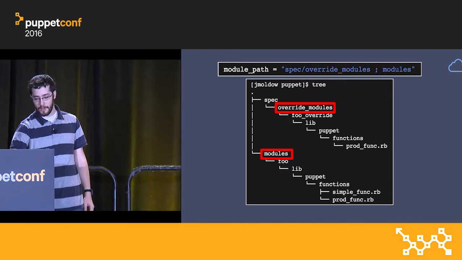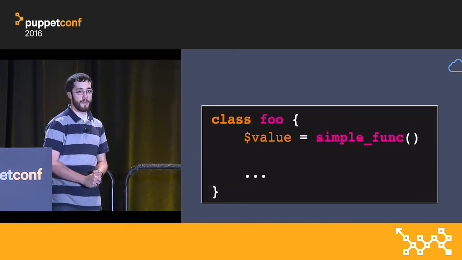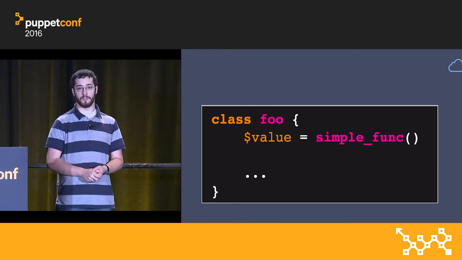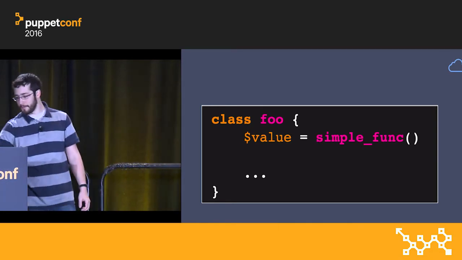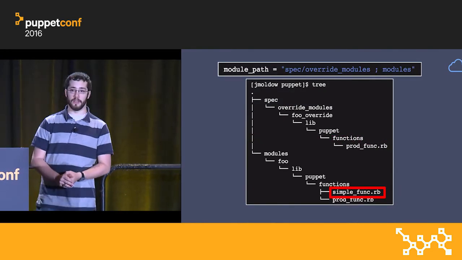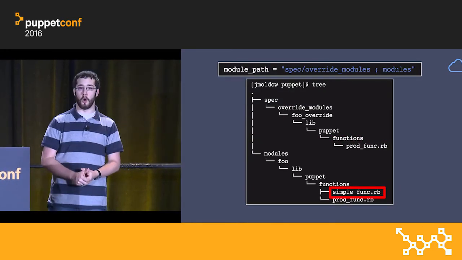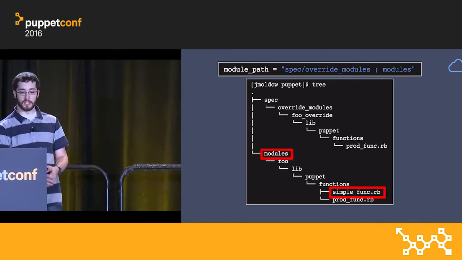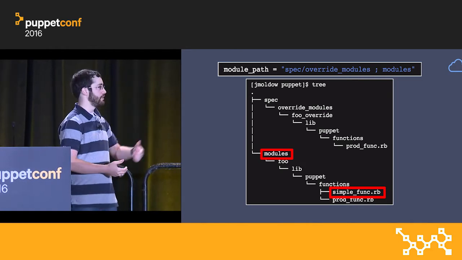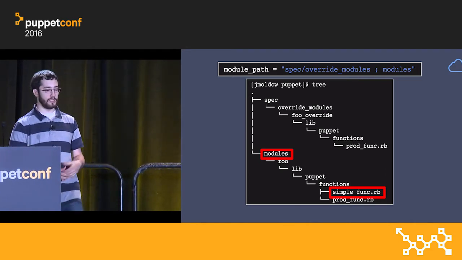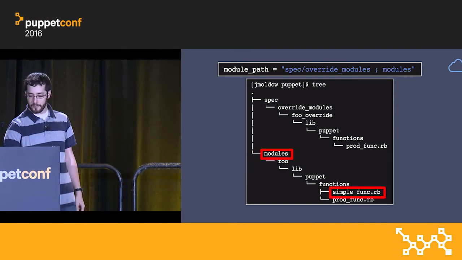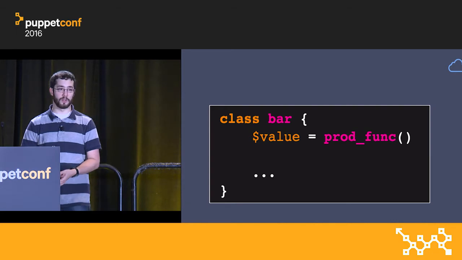Let's walk through two examples of how this works. Let's say I have a manifest that calls a function called simplefunc, which we assume works both in production and in testing. Simplefunc, we're only going to define once in the place where it was always defined in our Puppet repository. So when we're doing the lookup, it's only located under the modules directory. So when Puppet compilation is looking for it, it's just going to look for it in there, find it, and use that one.